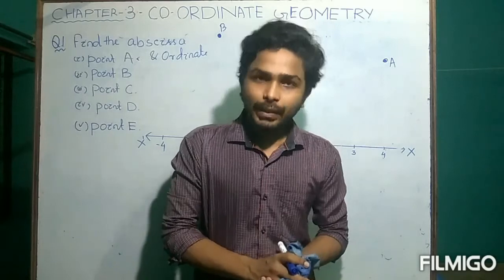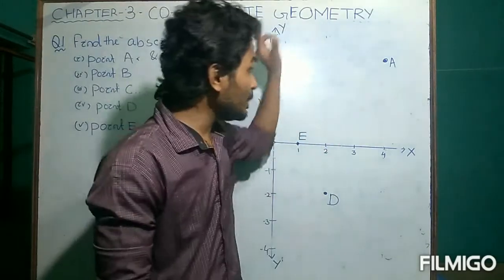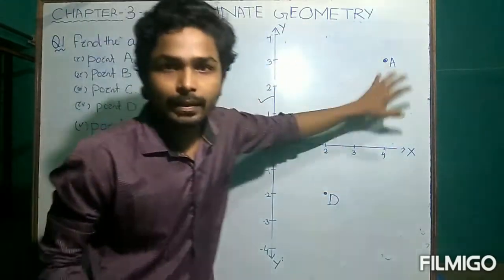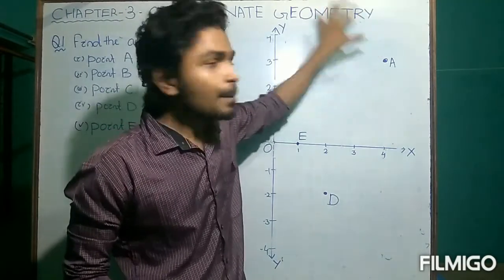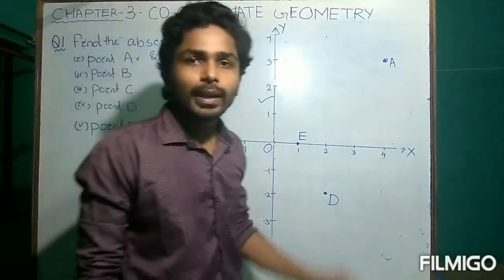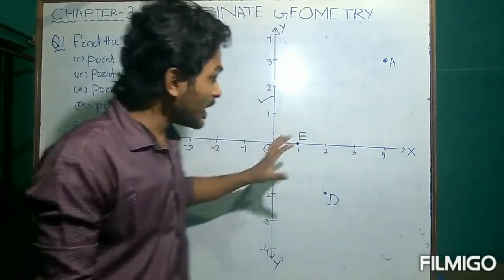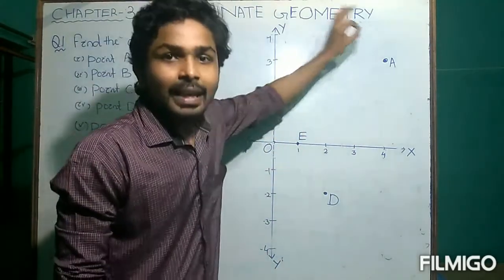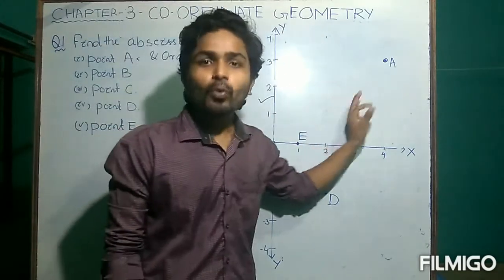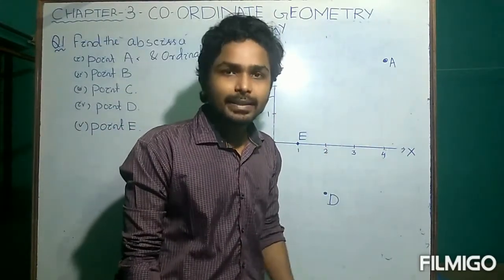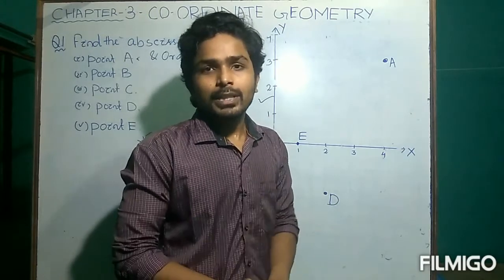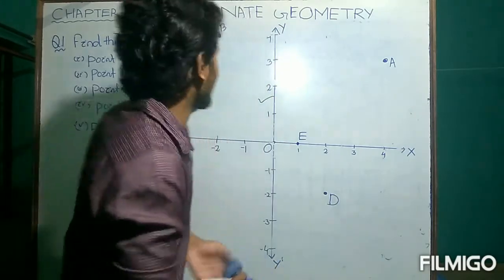coordinate of a given point, and that point should be represented on this plane, this xy plane, or you can say this Cartesian coordinate system of frame of reference. Okay, so here a point should be given in this plane and we have to determine its x and y coordinate. So let's start with the first question.